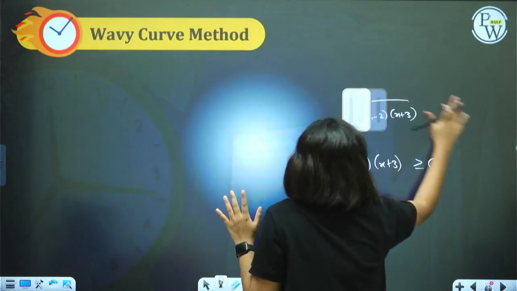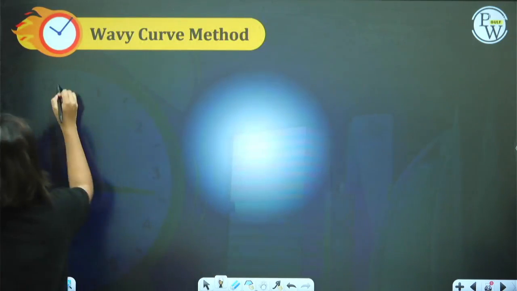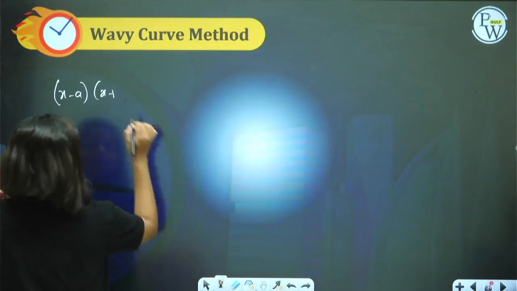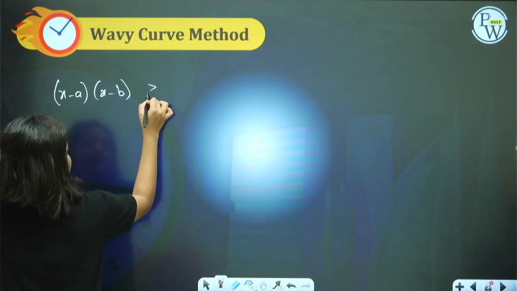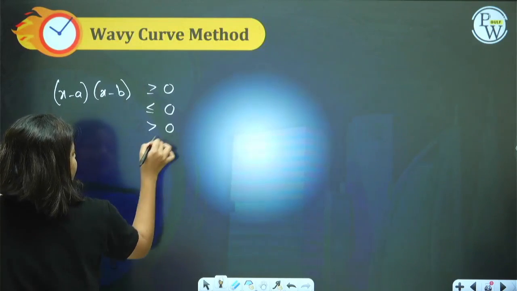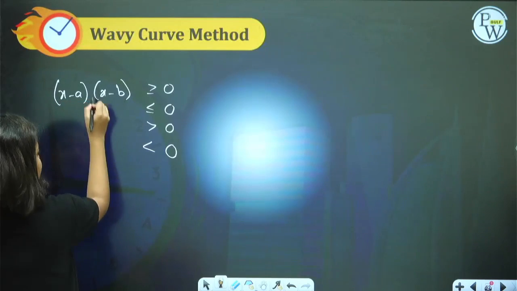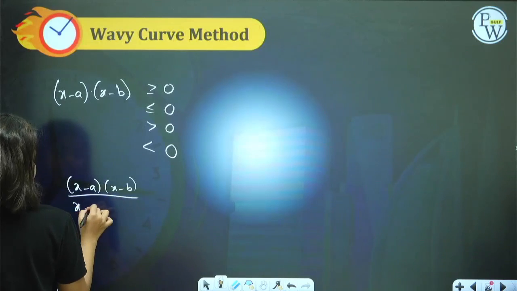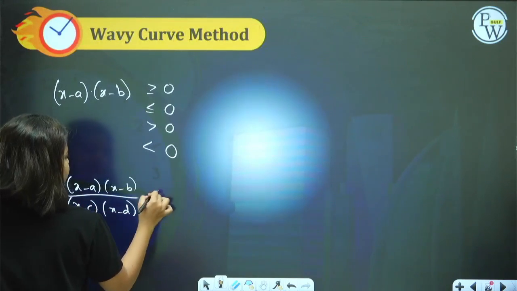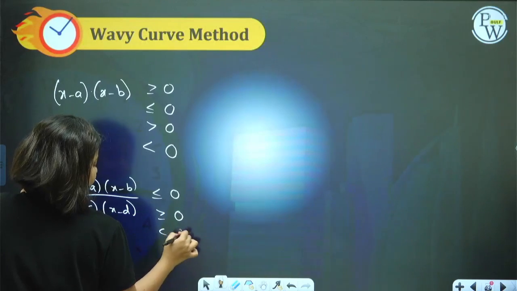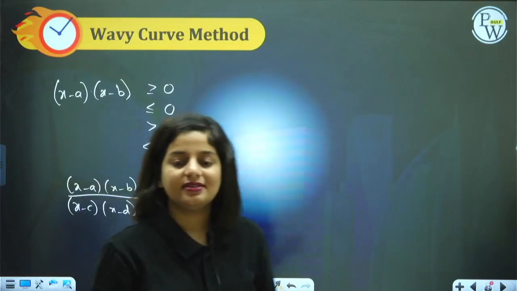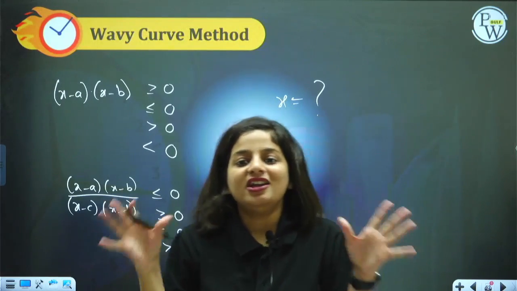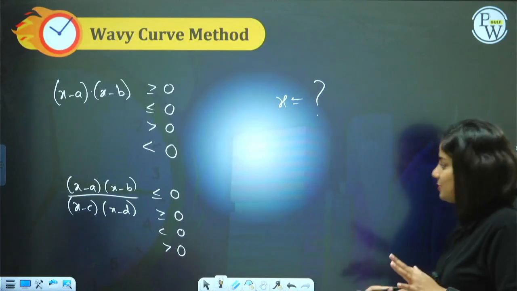So first thing, wavy curve, everyone please understand. Whenever you have x minus a, x minus b, or x plus anything, greater than or equal to 0, less than or equal to 0, just greater than 0, just less than 0, and not just multiplication I am talking about. Suppose you have a few terms in division also. All these formats, less than or equal to 0, greater than or equal to 0, less than 0, greater than 0, all these types of questions where you have to find out what x is can be very easily solved using the wavy curve method.